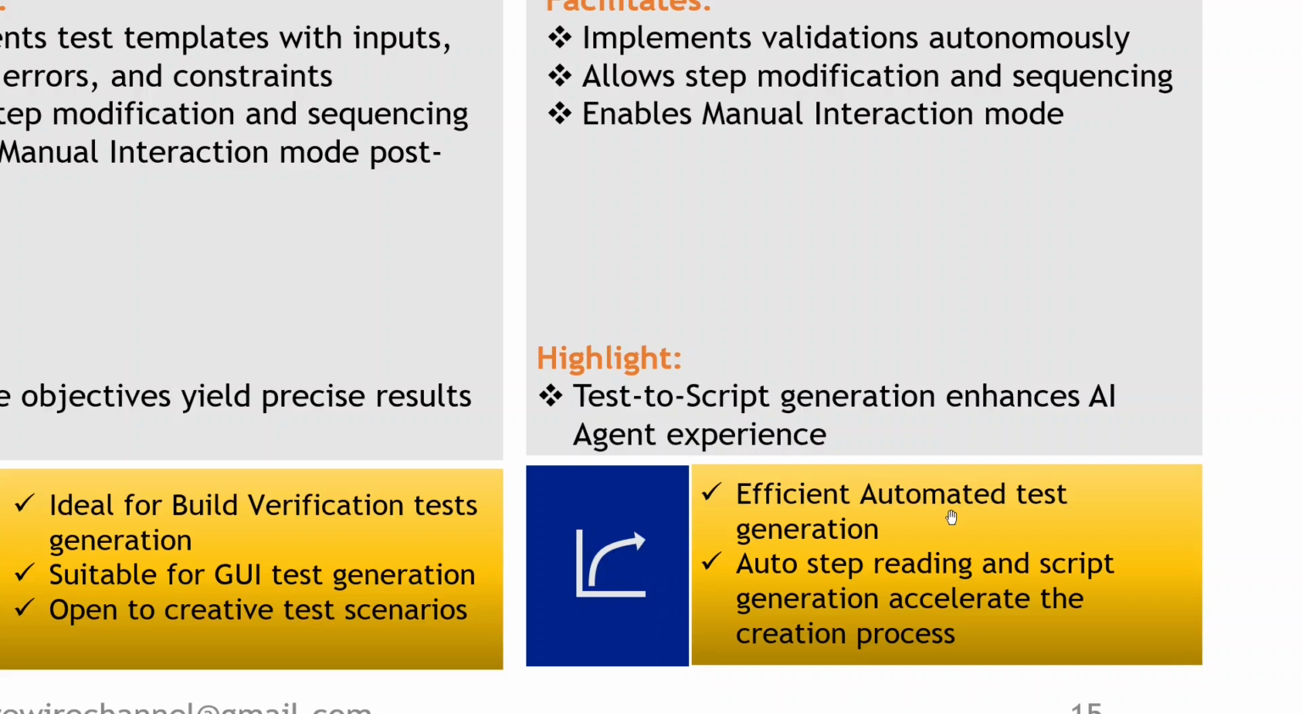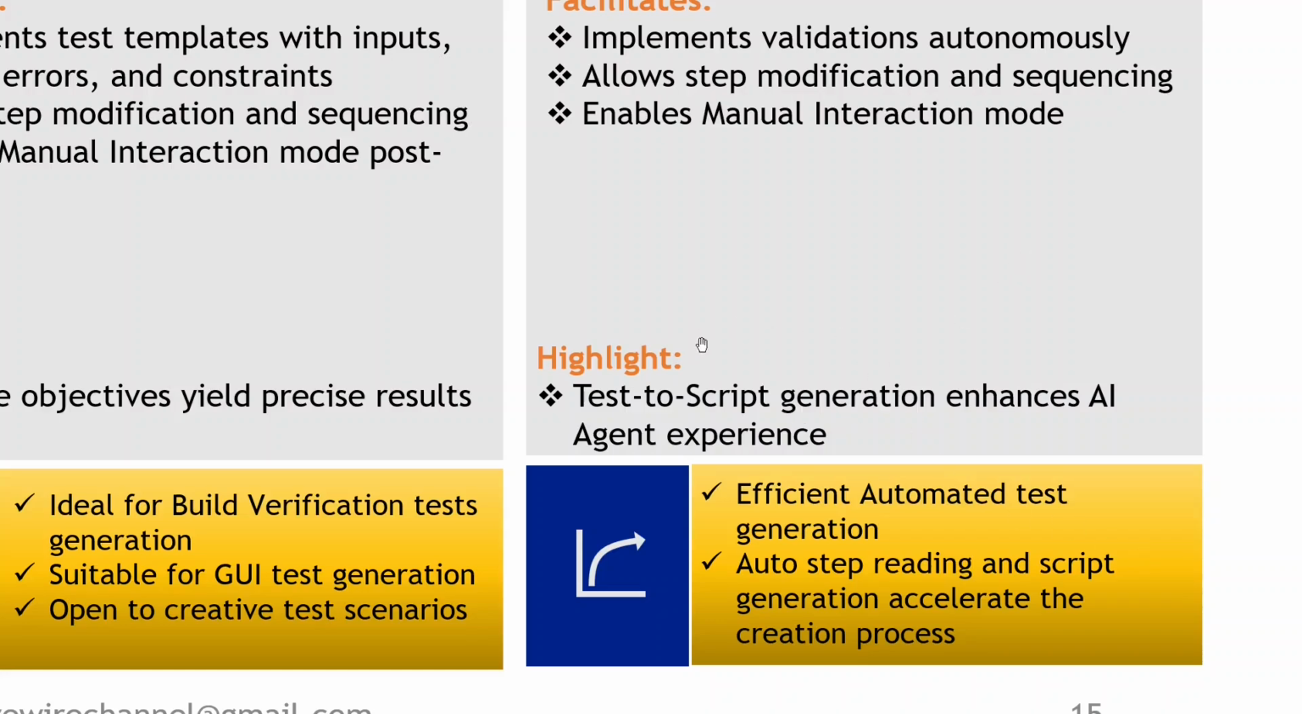And then you see the results: efficient test automation generation. Suppose your suite is not there, and this is the first time, then definitely you will have an edge while generating the script. Auto step reading and script generation accelerate the creation process. The steps are already available, so the moment you land on Kane AI via this route, it automatically reads the steps and generates the test. So obviously it accelerates the creation process.